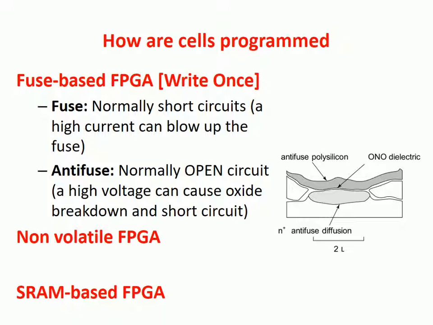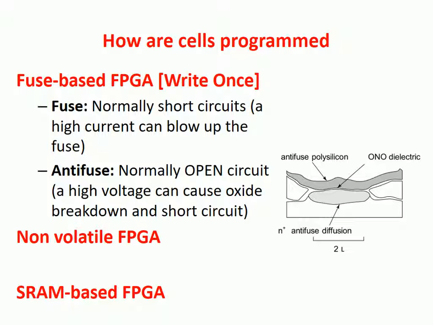So how are these cells programmed? As I mentioned, basically you can program the interconnections, or you can program a memory. For programming the interconnections, typically there is fuse-based programming. There are two types of fuse-based programming: the so-called fuse and the anti-fuse. The fuse means that we have a circuit that normally is a short circuit, that you can program only by transforming it into an open circuit, and you do it using it as a fuse. Basically, you let a high current flow to the fuse in order to blow up the fuse and open the circuit.